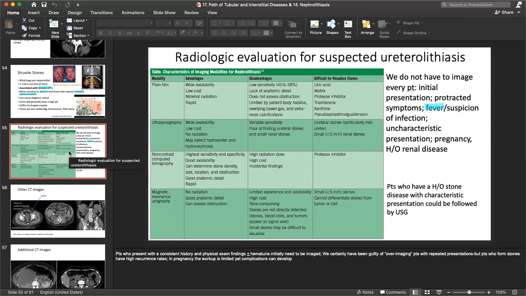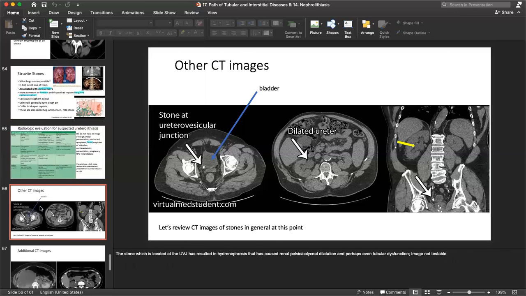Radiologic evidence. We're not going to image every patient, but those that are crawling the wall, they've got fever, infection, pregnancy, history of disease, then we'll do a scan. Non-contrast CT is great. Can't do that with pregnant people. Right here we can see a dilated ureter, and right here we can see a stone. I mean, they're bright white. And here's some stones coming down.